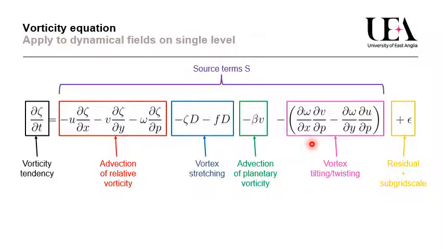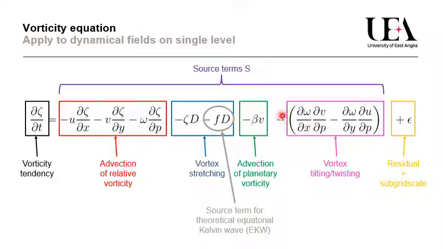And then finally, there's this epsilon at the end, which I've allowed. That's the residual, so any imbalance in the equation. That's due to errors in the system, but also it's due to any subgrid scale processes that we won't be able to resolve. I should point out here that this vorticity equation is much simplified for a theoretical Kelvin wave. The only non-zero vorticity source term is the minus fD. All the other terms for a theoretical wave are zero, so it's a relatively simple balance.